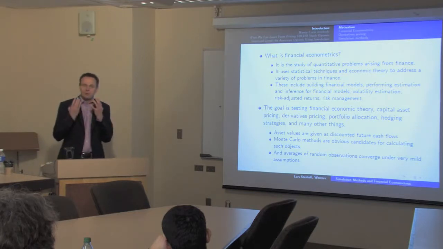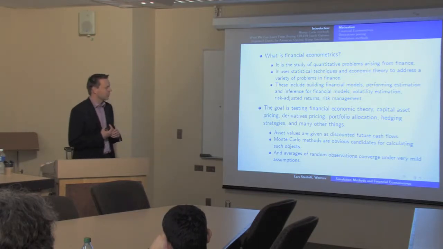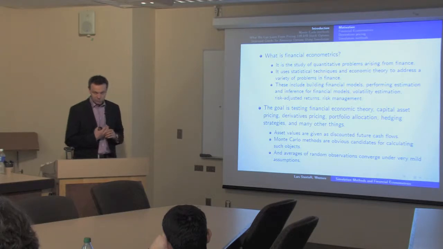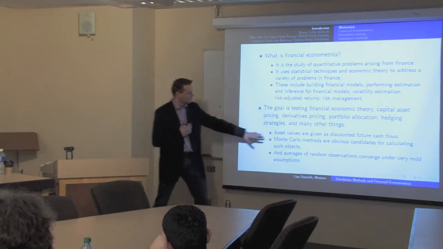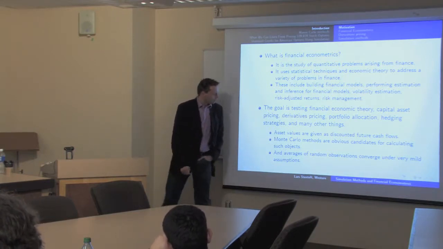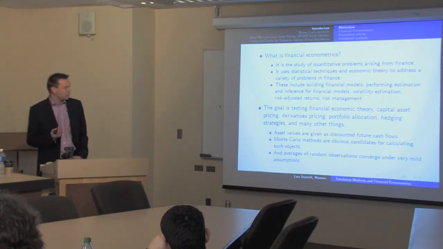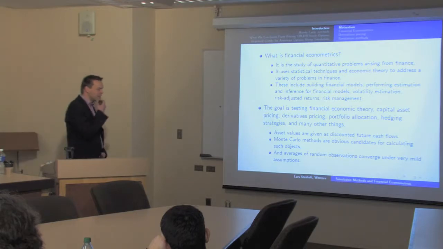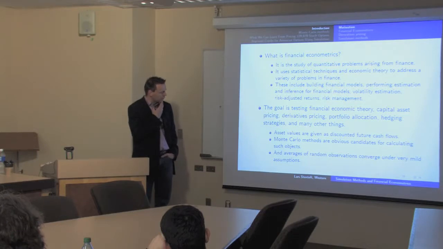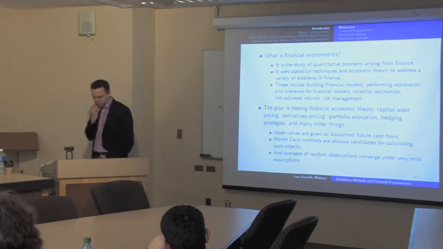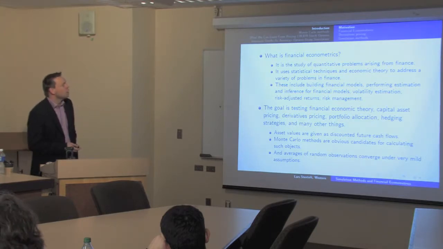The benefit you get from owning an asset is the money that flows to you, right? Sometimes you could have other types of benefits, like saying, okay, I got this fancy asset, but we don't think about that so much. So typically we're just going to look at this as a discounted future cash flow. So Monte Carlo methods are obvious candidates for calculating such objects, and I'll explain why we will need these things. And if you come from a statistical background, the nice thing is that averages of random observations will converge to expected values under very, very mild assumptions. So it makes sense to do these things.